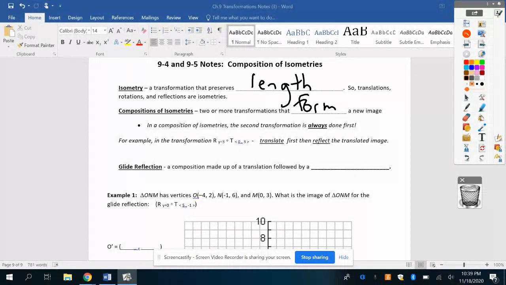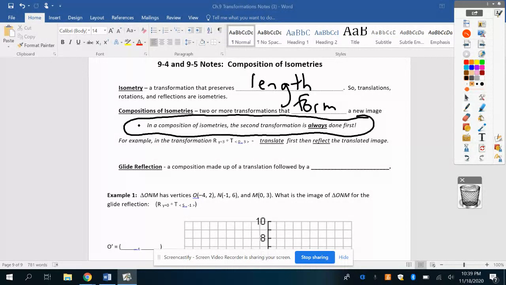We're just going to look at two. We won't do more than two. When you're doing a composition of isometries, you're basically doing a couple of different transformations. In a composition of isometries, the second transformation is always done first. This right here is the key thing you need to know from this unit.